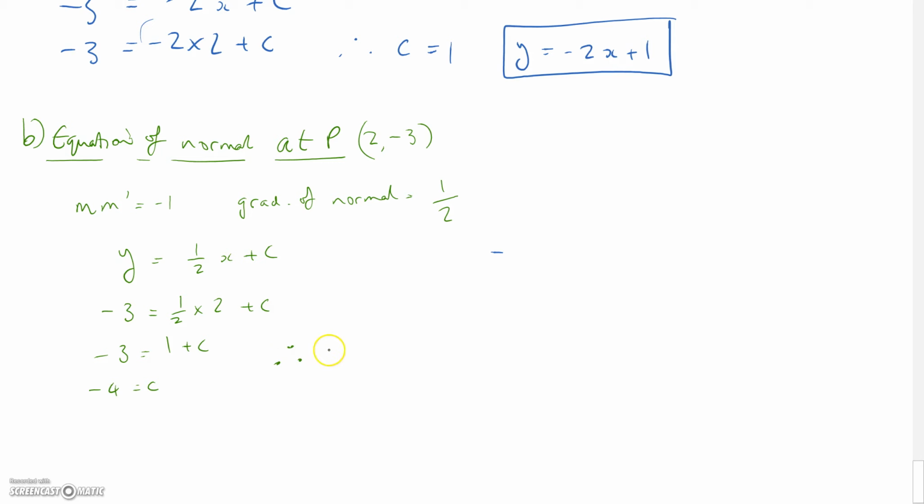So much easier than the previous bit. Y is equal to half x minus 4, which we would probably write as 2y minus x plus 4 equals 0.